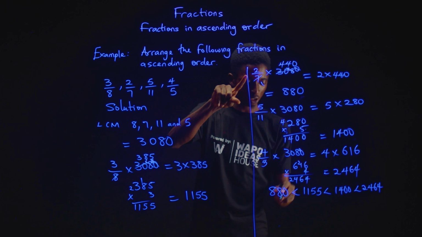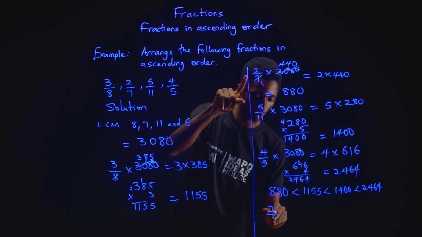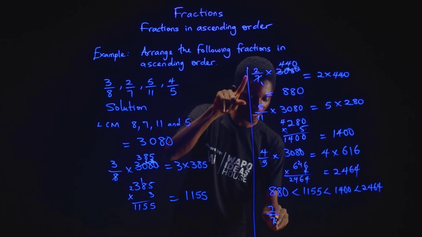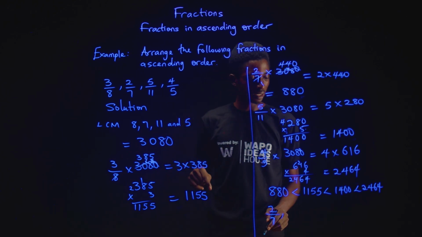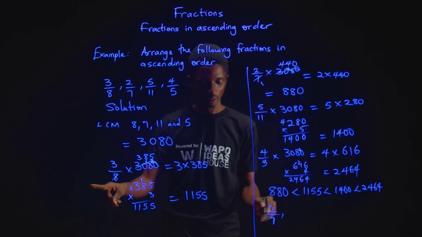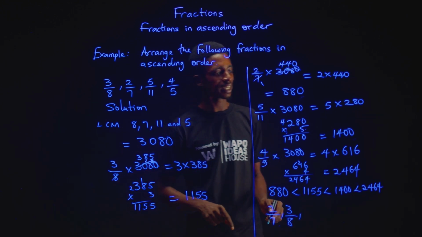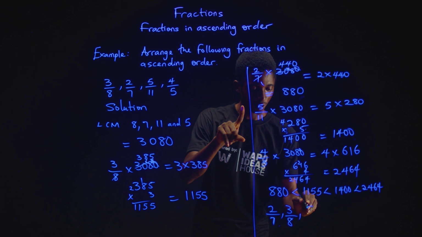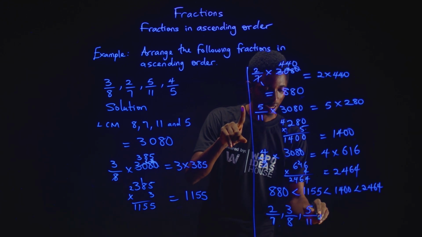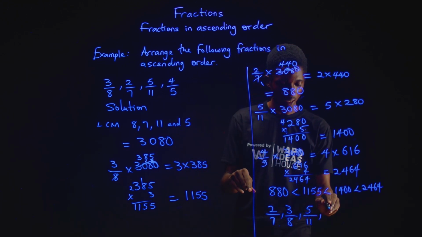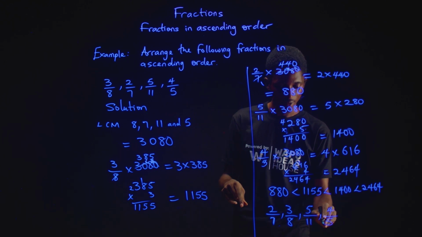Then now let's arrange this by the fractions. 880, that is the fraction 2 over 7. 2 over 7 becomes our smallest fraction. Then the next fraction is 3 over 8. And then the next fraction is 5 over 11. And our biggest fraction is 4 over 5.